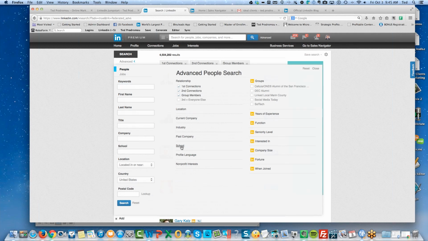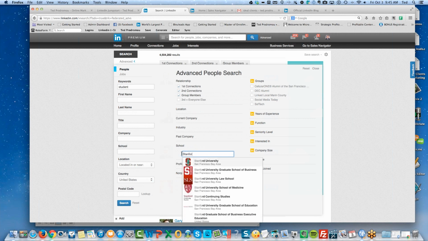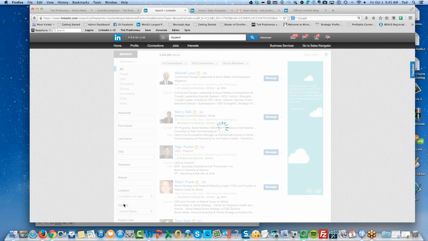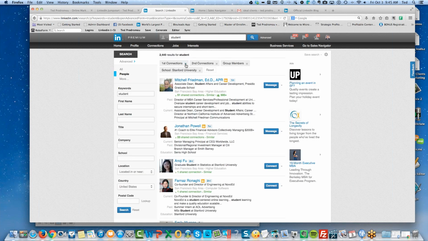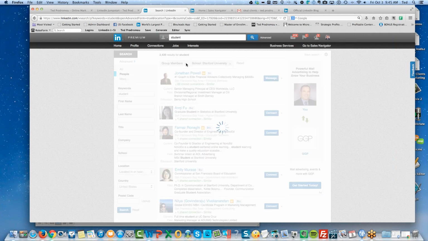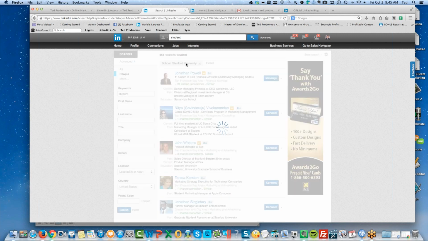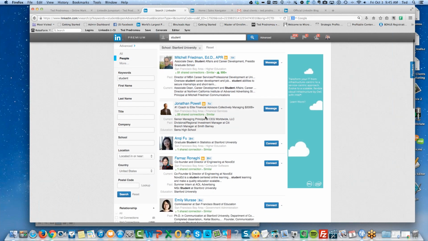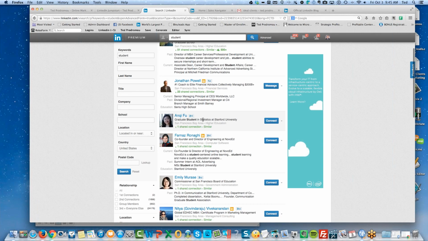So you can look at specific schools, and I would put in something like student. Let's say you might as well start with one of the top ones, right? Yeah. So what I want to do is get rid of all these other searches, because I'm just looking at people that have student in there, and Stanford. So these people went to Stanford. Graduate student, here is one.